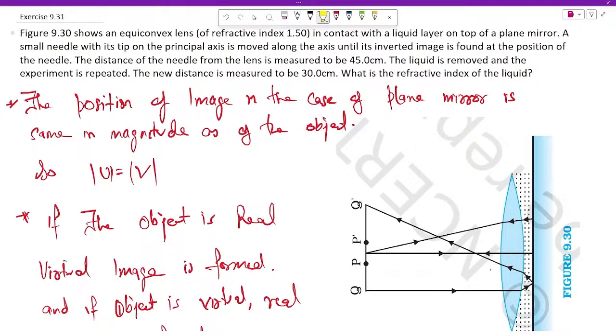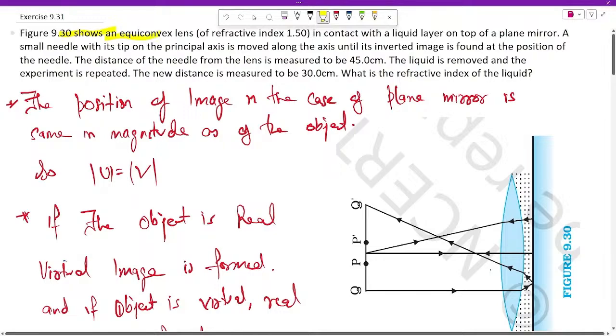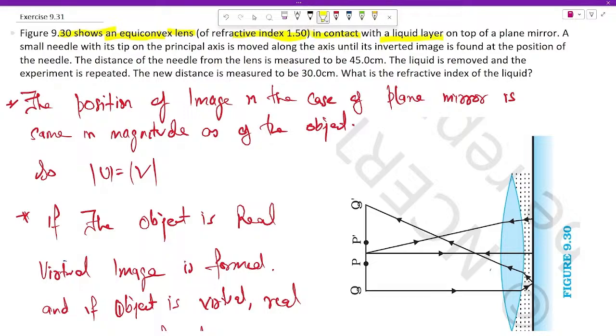The question says that figure 9.30 shows an equiconvex lens of refractive index 1.50 in contact with a liquid layer on top of a plane mirror. A small needle with its tip on the principal axis is moved along the axis until its inverted image is found at the position of the needle. The distance of the needle from the lens is measured to be 45 centimeter. The liquid is removed and the experiment is repeated. The new distance is measured to be around 30 centimeter. What is the refractive index of the liquid?